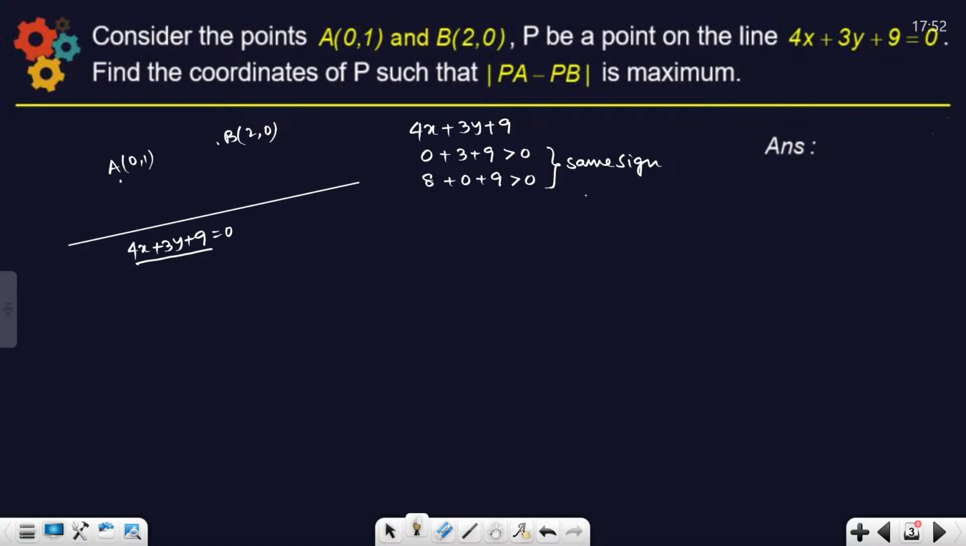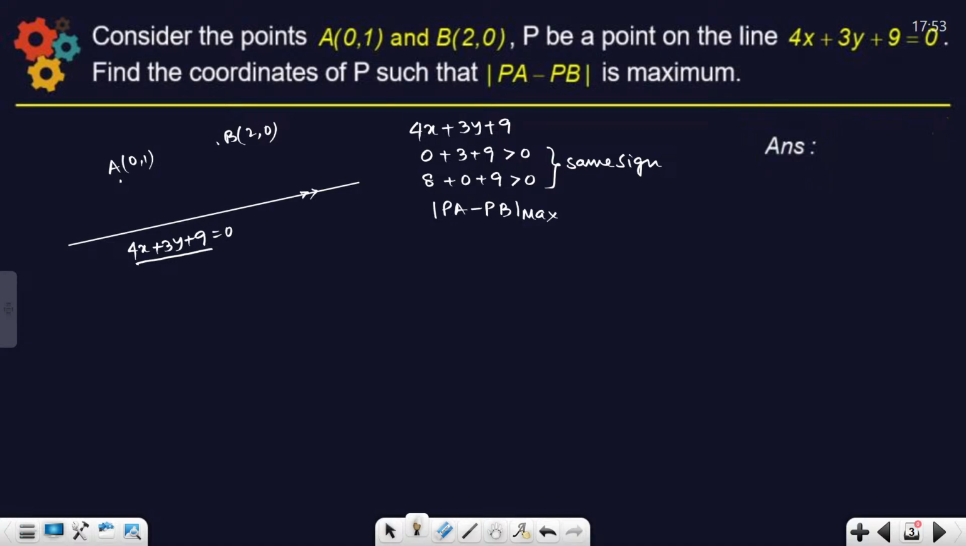Since they are of the same sign, the 2 points are lying on the same side of the given line. Now we have to find a point P such that PA minus PB is maximum. This is our optimization problem 2.